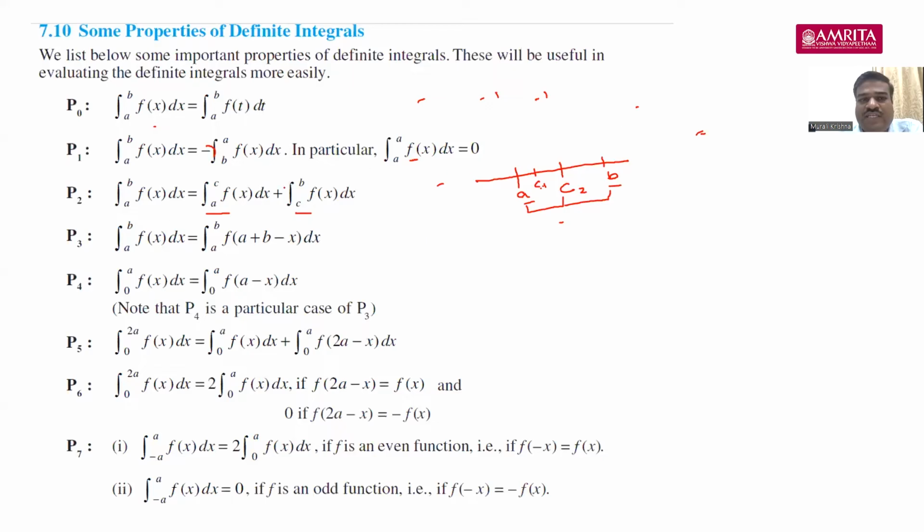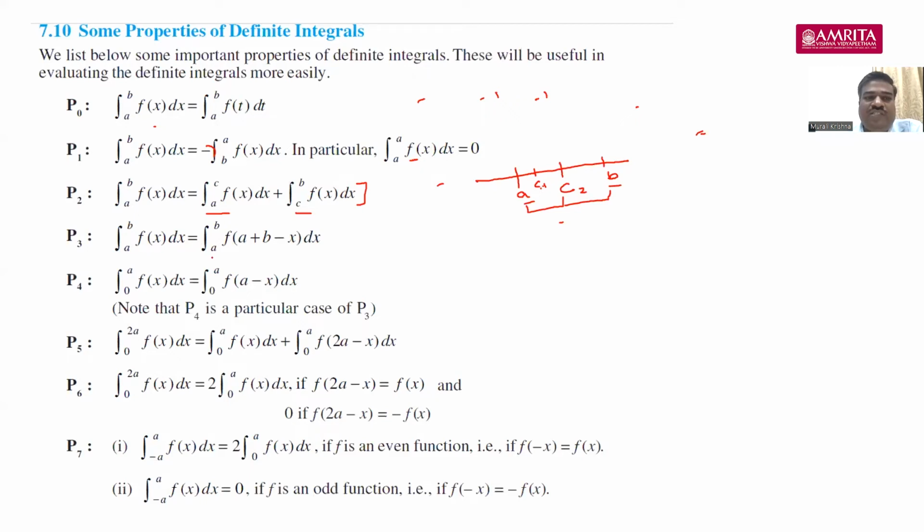For some category of problems you need to apply this split up of the interval of the integration, or split up of the lower limit and upper limit. For what functions this property needs to be applied, I will tell you. This is another property.